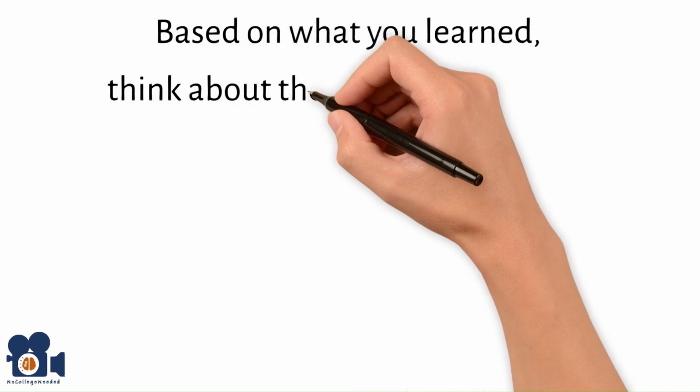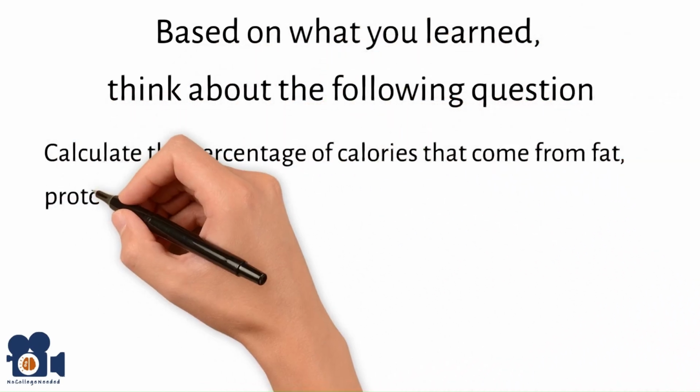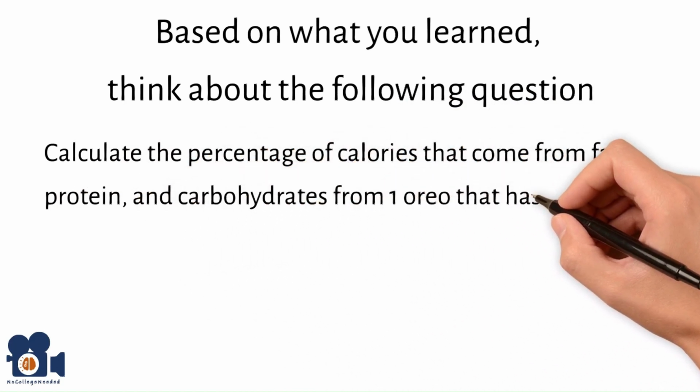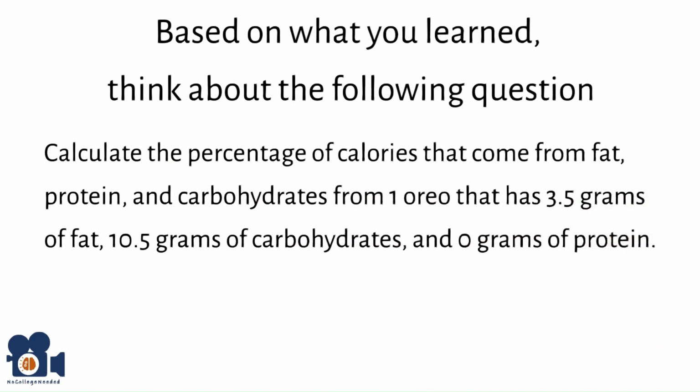Based on what you learned, think about the following question. Calculate the percentage of calories that come from fat, protein, and carbohydrates from one Oreo that has 3.5 grams of fat, 10.5 grams of carbohydrates, and 0 grams of protein.